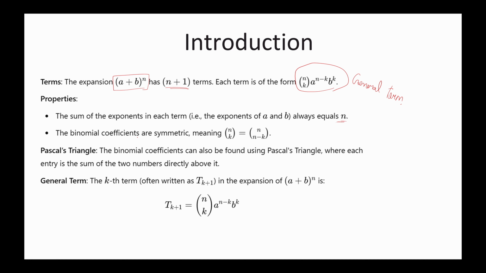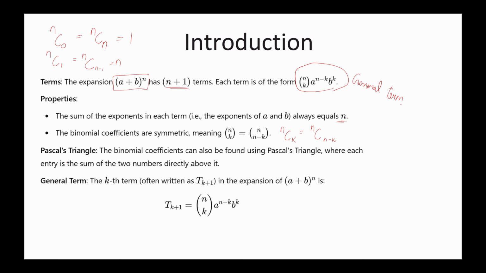Now binomial coefficients are symmetric. That means nCk would be equal to nC n minus k. Of course, I hope you all must have seen nC0 is equal to nCn, which is equal to 1. Similarly, nC1 would be equal to nC n minus 1. This would be equal to n. I hope you all know the value of nC1. It is n. We looked at this in the previous slide.